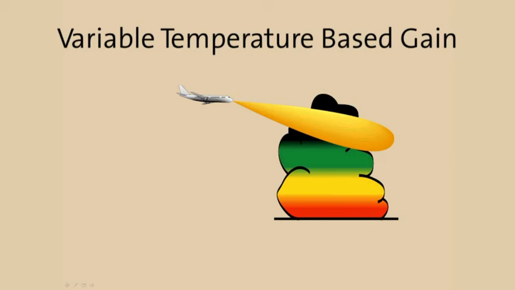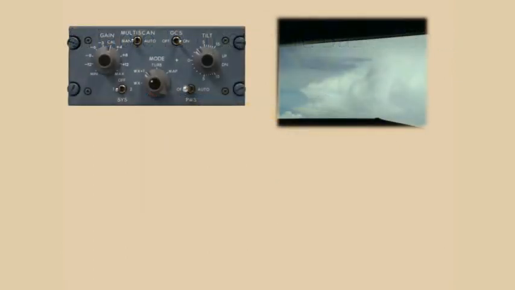In auto mode, Multiscan uses an automatic temperature-based gain to reduce this threat. As the aircraft climbs and the outside air temperature decreases, the radar automatically increases gain to compensate for the lower reflectivity of upper-level thunderstorms. So let's see how this works in actual operating conditions.